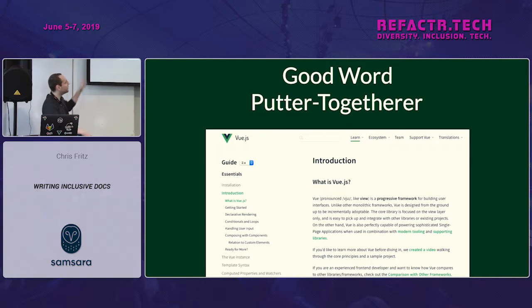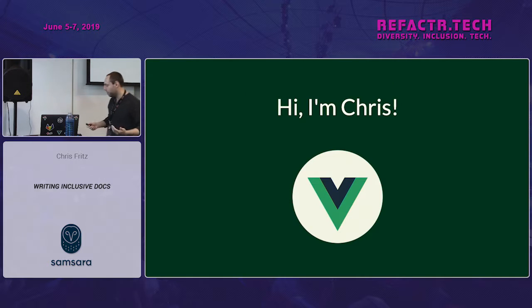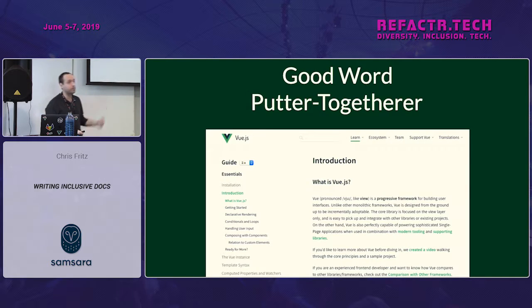And my official, or semi-official, title on the team is Good Word Putter Togetherer, which means I work not only on documentation, but on communication in general. Communication within the team, communication outside the team, communication with partners, just trying to find the right words to help everyone get along and to help us get our work done.